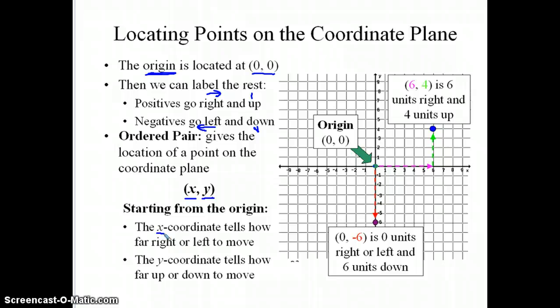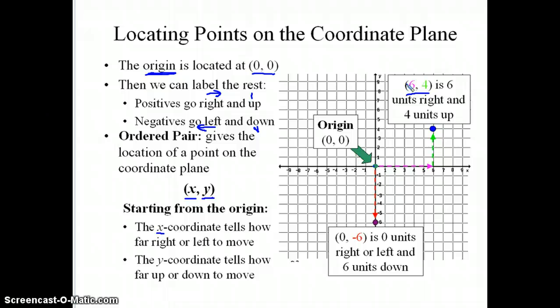When I look over here and I look at this ordered pair 6, 4, you can see the 6 is in pink, and I have my 6 units moving to the right because it's positive. And in the line green, I have my 4 units for the y value moving up. So my final point is 6, 4 at the blue dot.